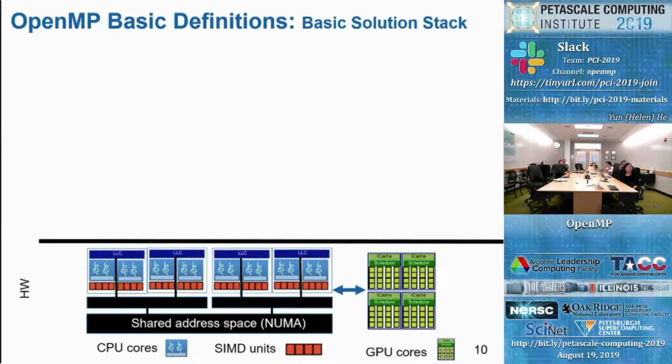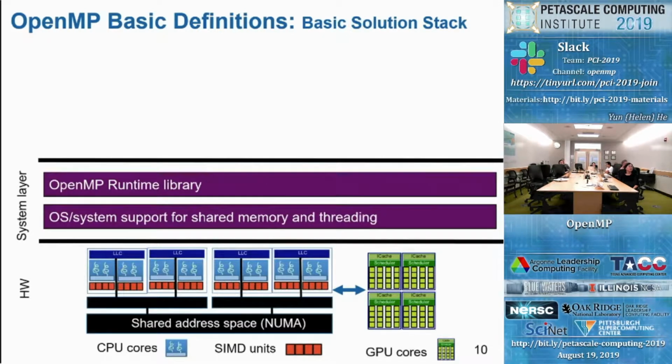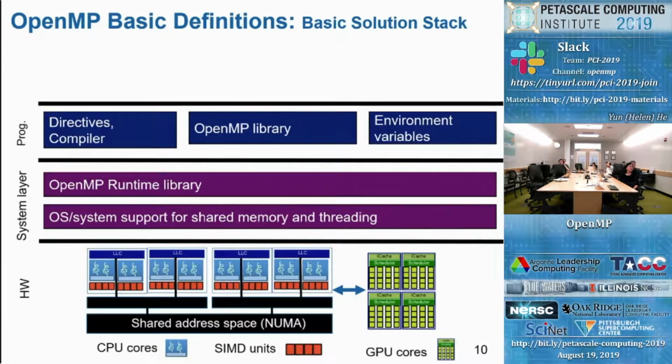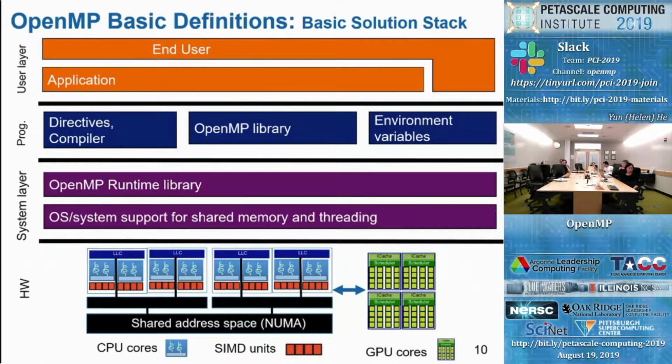So this is the hardware layer. In the hardware layer, you have CPU cores and shared memory with SIMD units, vectorization, and GPU cores. On top of that is the system layer, around the OpenMP runtime library, which the compiler writers also need to work with, and the OS support. The programmers need to worry about the program layer, which is directives, compilers, libraries, and environment variables that you add into your code and use during runtime. On top of that is the users, how to access OpenMP.